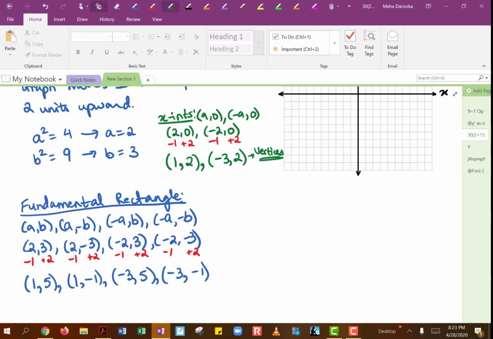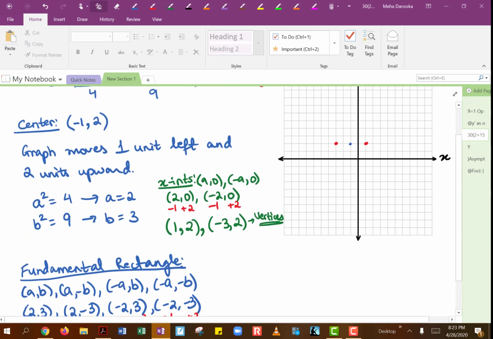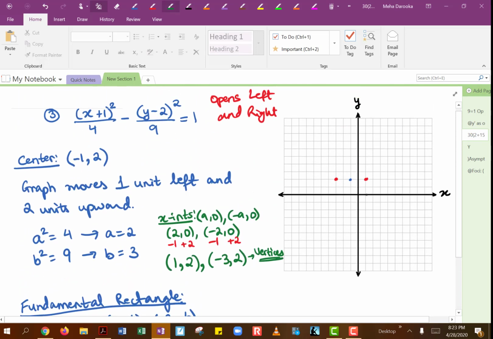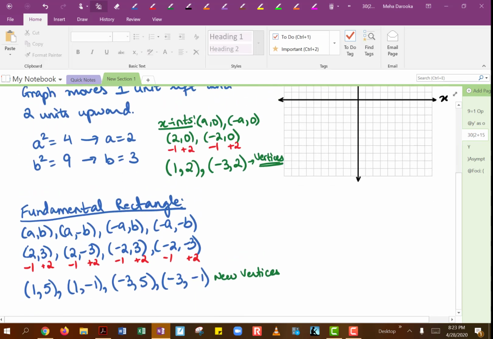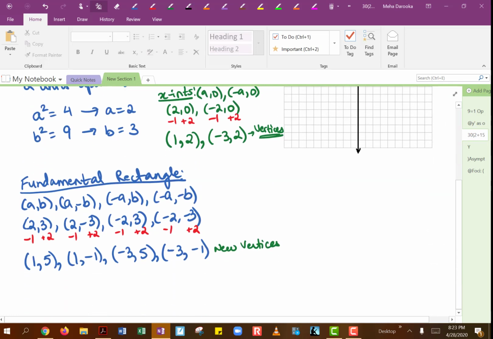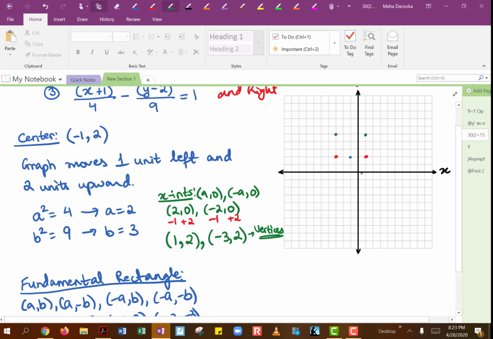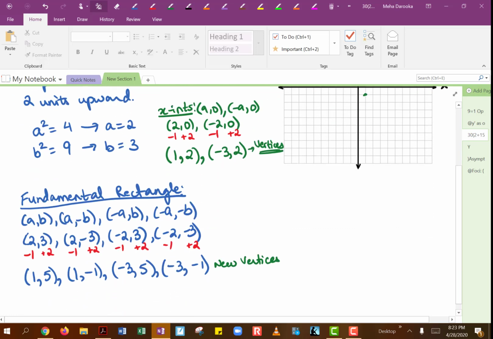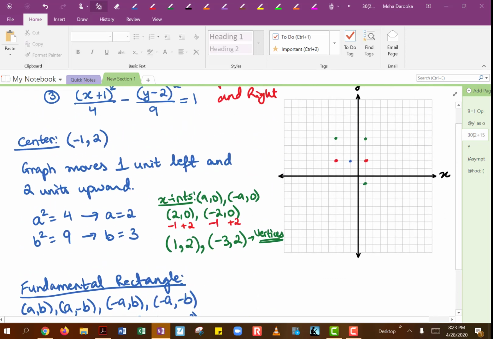These ones are the new vertices. So they will be at (1, 5). Let's see, 1, 1, 2, 3, 4, 5. And then (-3, 5). And then we had (1, -1), and we've got (-3, -1), okay? So this here will form our fundamental rectangle.